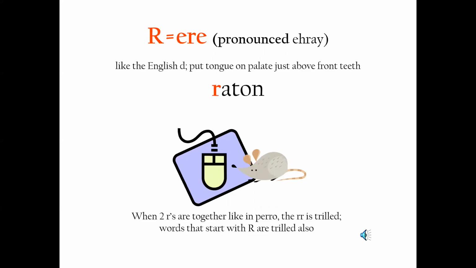When you have two of them together, like in the word perro, for dog, your R is rolled. And words that start with a double R are also trilled. A good way to practice that would be to say the word butter really quickly over and over again. And you'll get there naturally. That's a good way to practice where you should have your tongue in your mouth for the letter ere.